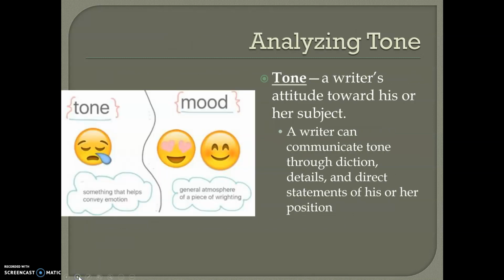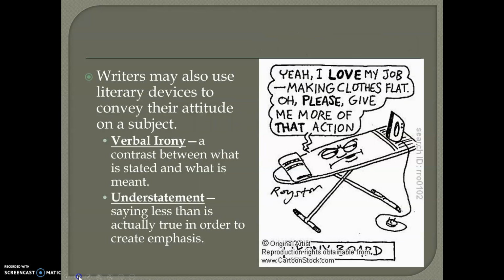Now, analyzing tone, you should know what tone is, but if you don't, here's the definition. It's a writer's attitude towards his or her subject. Now, a writer can communicate tone through diction, details, direct statements of his or her position. Tone is something that helps convey emotion. For example, the tone of somebody's voice is how they are saying something. And we talked in a previous lesson about you're looking at sentence structure here. We're looking at how they've chosen to describe certain things. That tells us a lot about how the person writing actually feels about a topic.